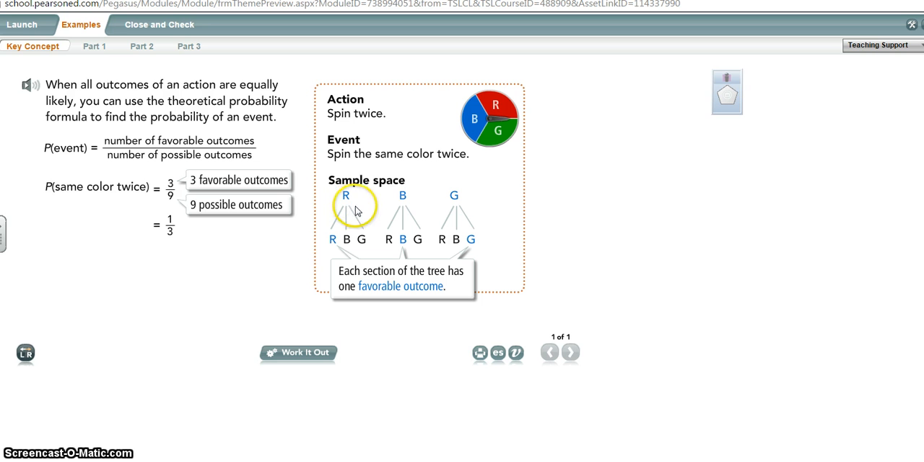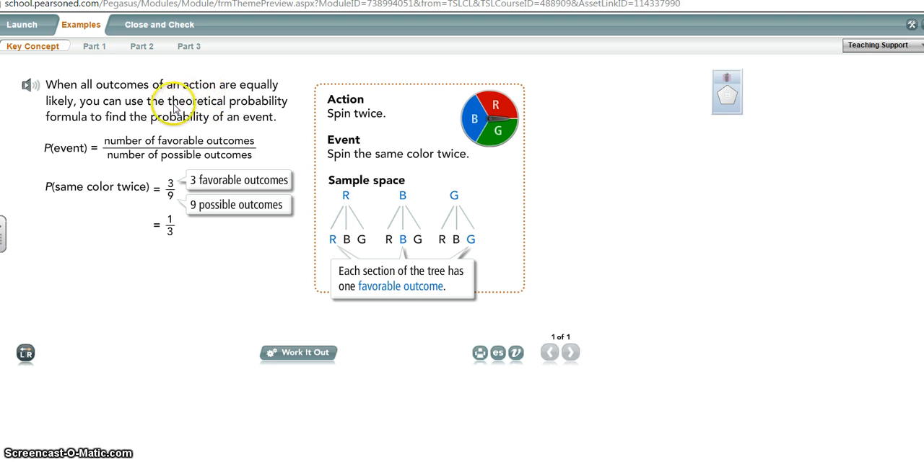So if we make a tree diagram, the first spin would give us options of red, blue, or green. And then the second spin would give us options of red, blue, or green again for each of those original options. And 1, 2, 3 times out of the total 9 times, we would get the same color twice. So the chance of getting the same color twice is a 1/3 chance when you reduce.